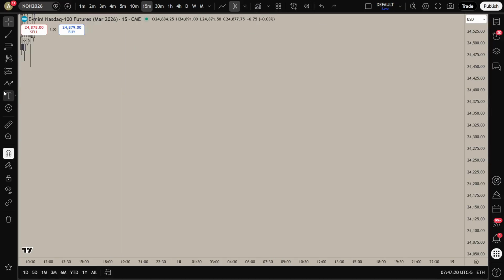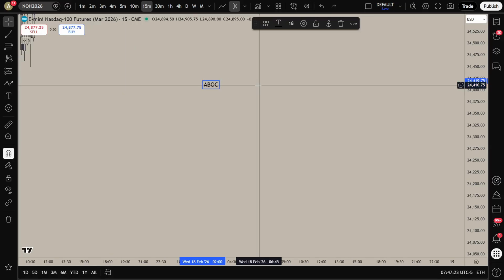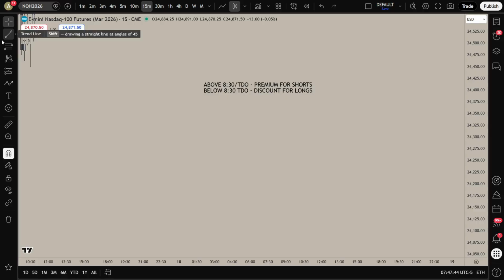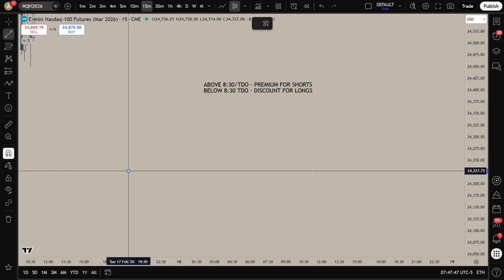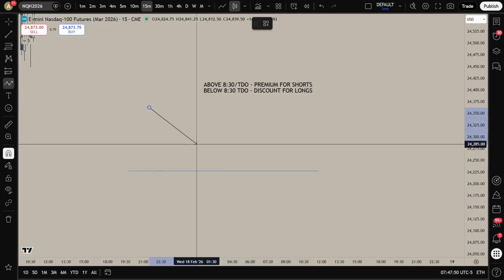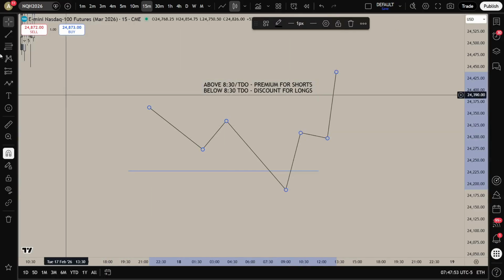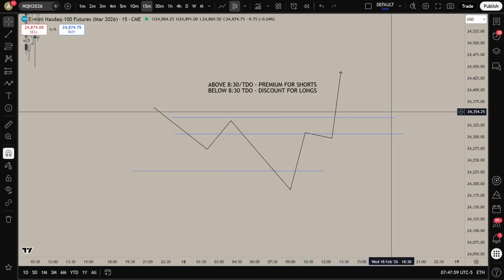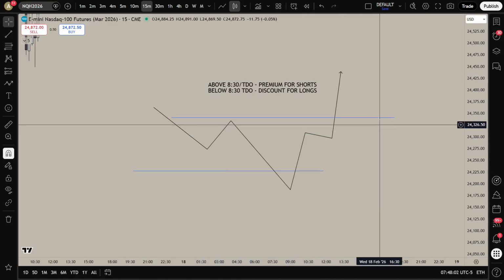So true day open and 8:30 open: anything above 8:30 or the TDO is premium for shorts, and below 8:30 and TDO is discount for longs. So what do you want to see? If your bias is bullish, you want to see price taking out some sort of sell side liquidity, eventually running the price through this changing structure, and preferably this all should happen below the 8:30 open and the TDO, right? This would be an A plus setup. All right.